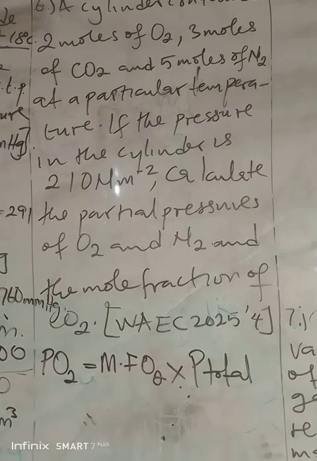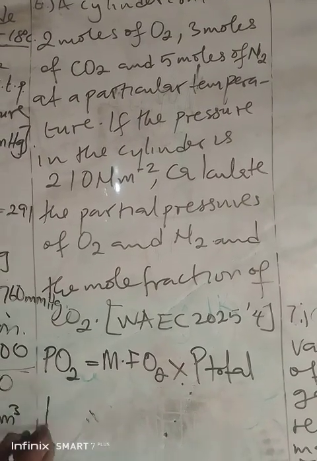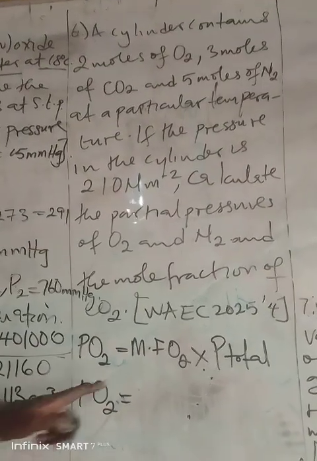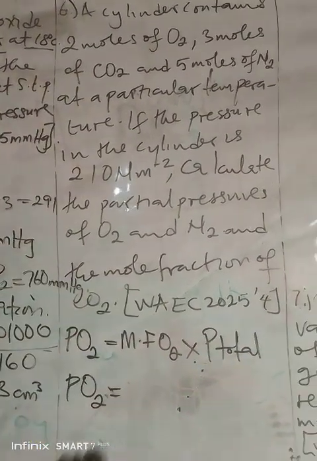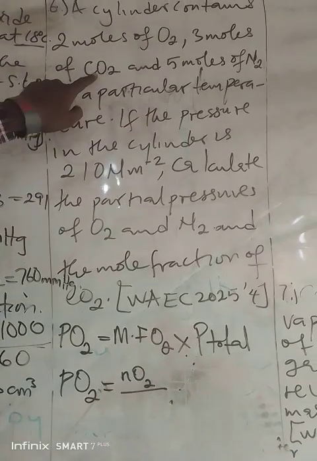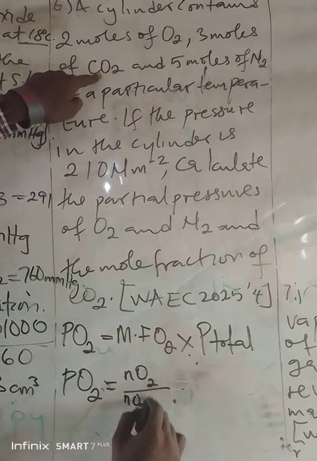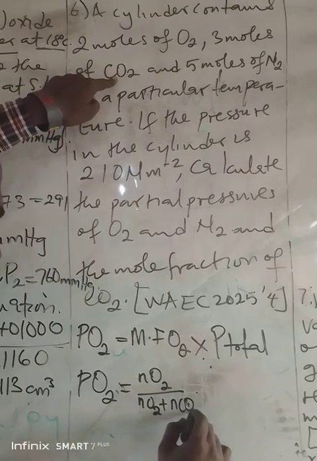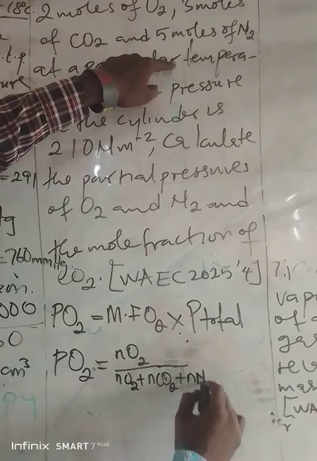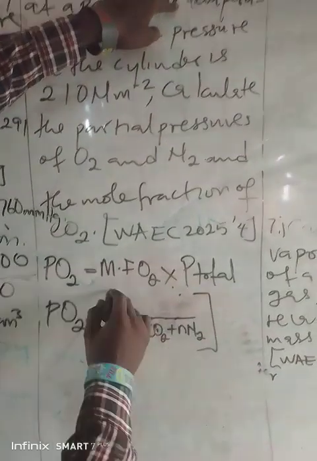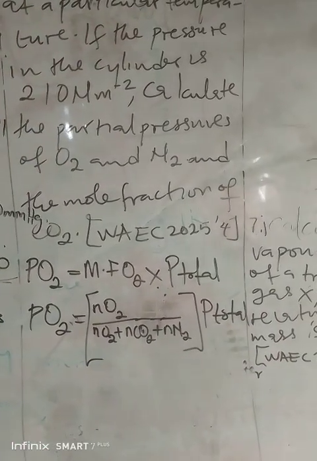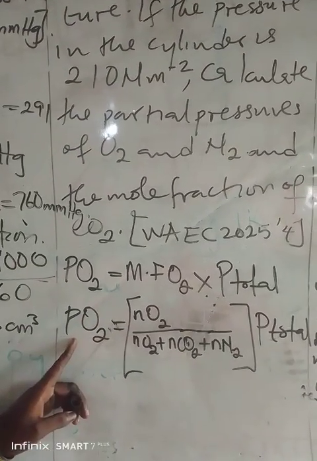And what is the mole fraction? The mole fraction of oxygen will be the number of moles of oxygen over how many gases are there: number of moles of oxygen plus number of moles of carbon dioxide plus number of moles of nitrogen. Everything here times P total. Why am I putting oxygen up? Because we are looking for the partial pressure of the oxygen.